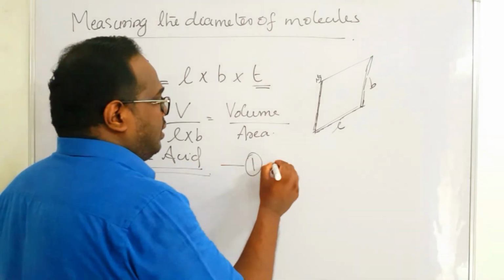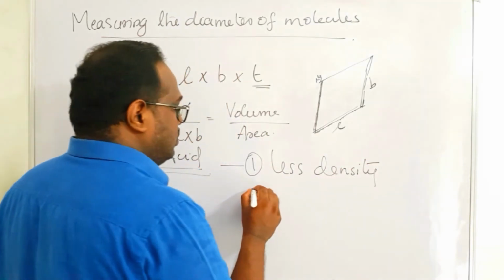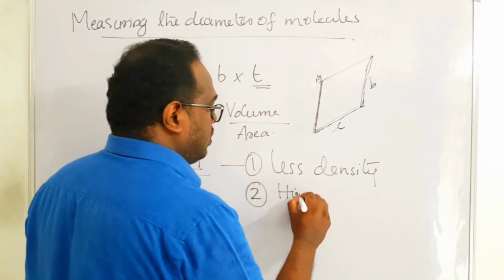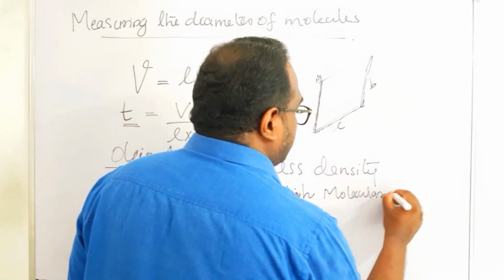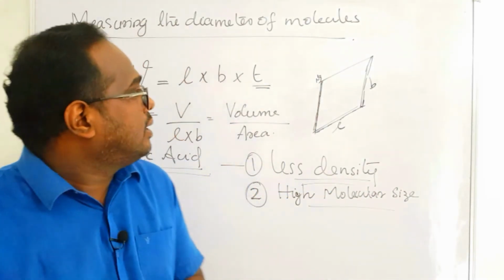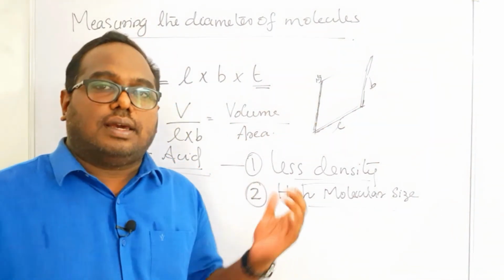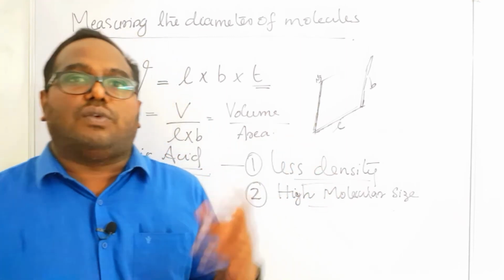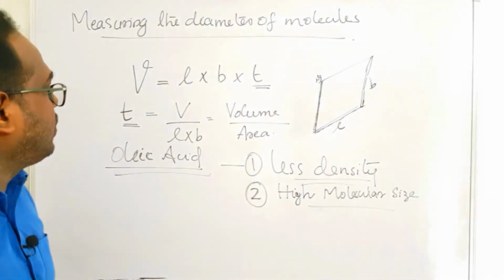One, less density. Two, high molecular size. These two properties help us make this substance into a very thin layer, such that the thickness of that oleic acid layer will be equal to the size of the molecules of oleic acid. How can we make such a very thin layer? That is our next step.